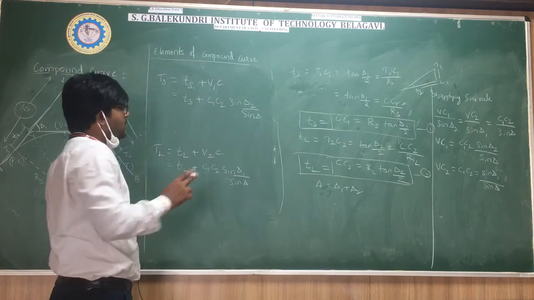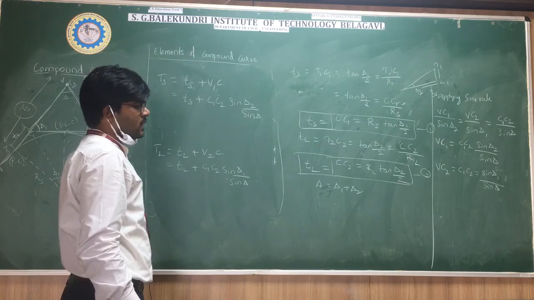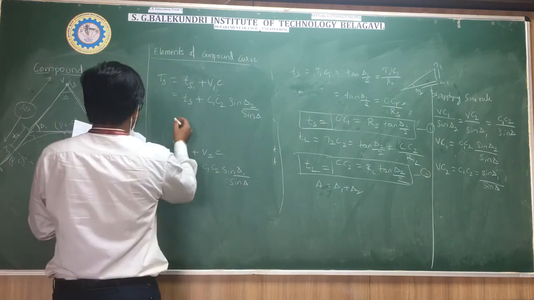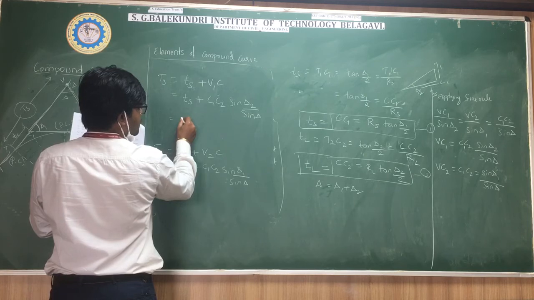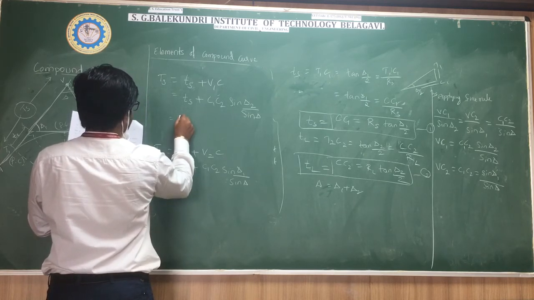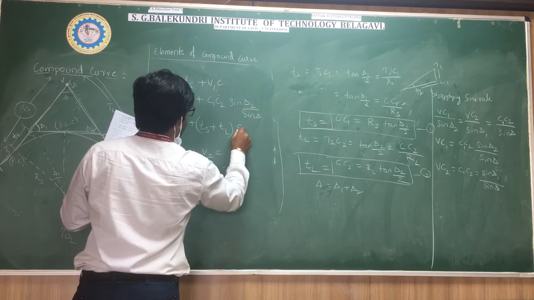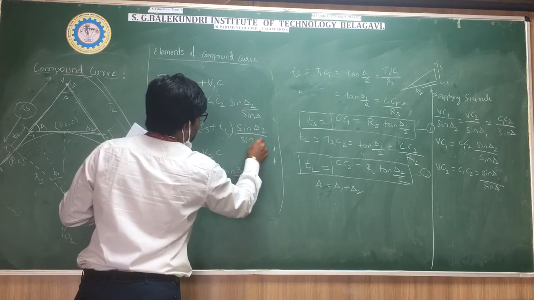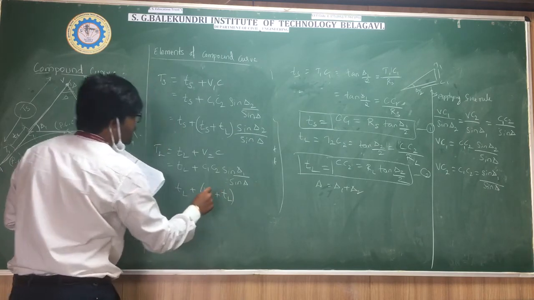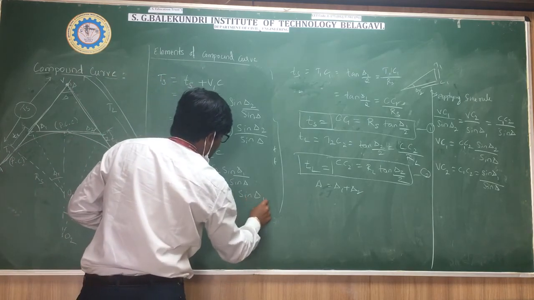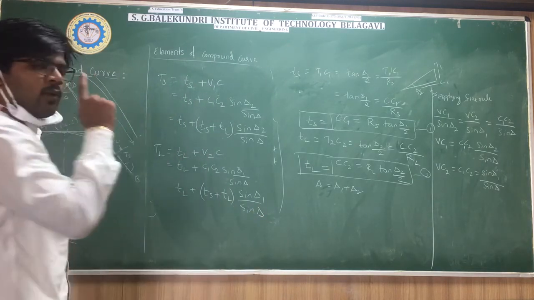Now, this is not the final expression. What is C1 C2? This can be rewritten as Ts plus TL, sin delta 1 upon sin delta. Yes. Now, you see the figure and tell me what is C1 C2.